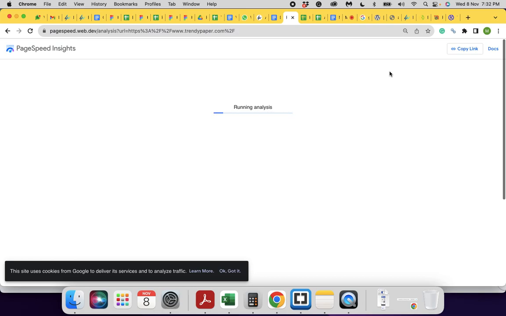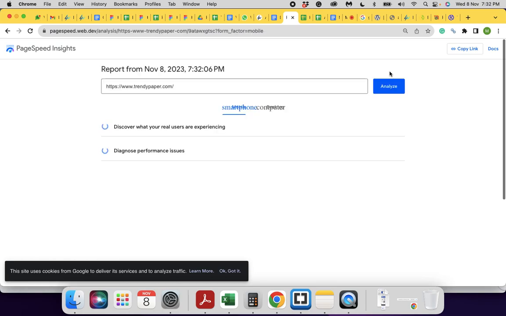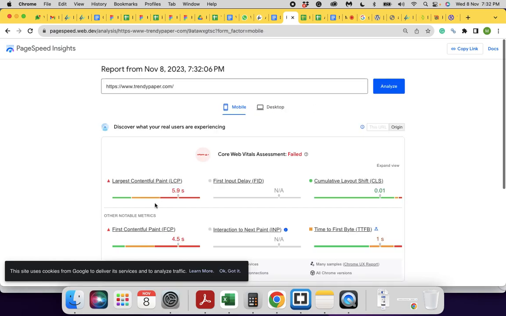As a digital marketer, you have to understand these aspects of the website. So what is the optimization score of the website? See, LCP, largest contentful paint.